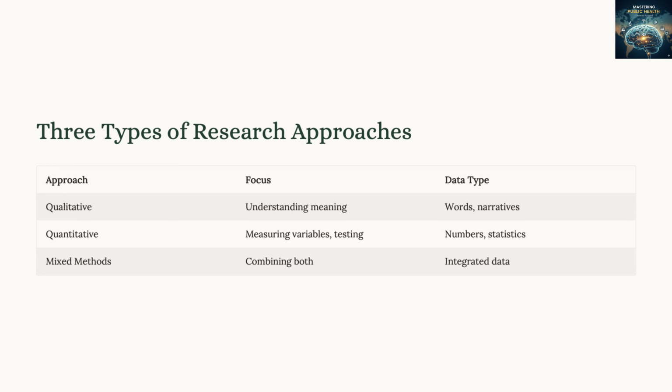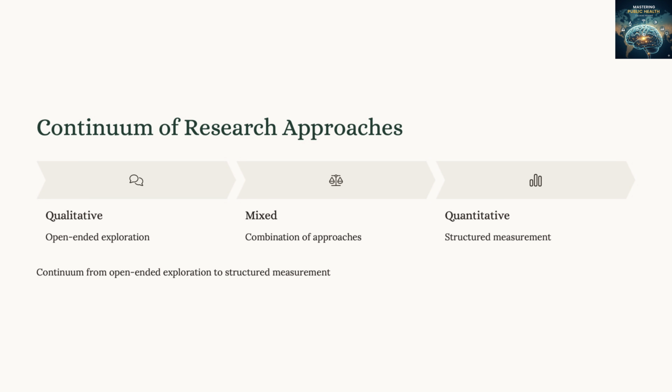Third is mixed methods research. This combines both qualitative and quantitative strategies. It aims to provide a deeper and more complete understanding of a research problem. Researchers collect and analyze both types of data and integrate the findings. These approaches lie on a continuum from open-ended exploratory methods to structured, measurable ones.